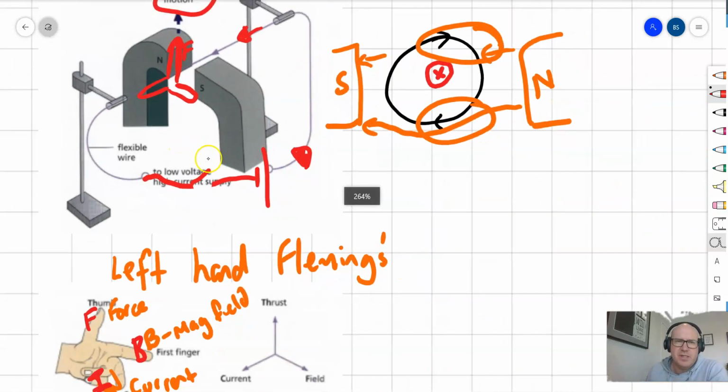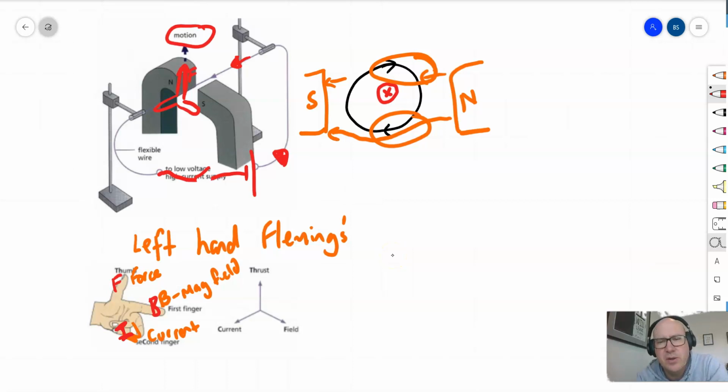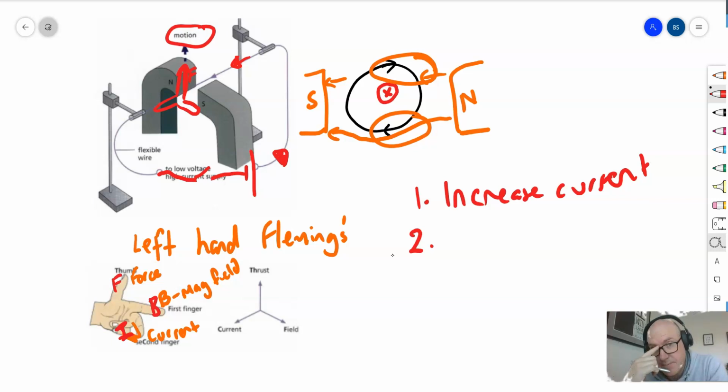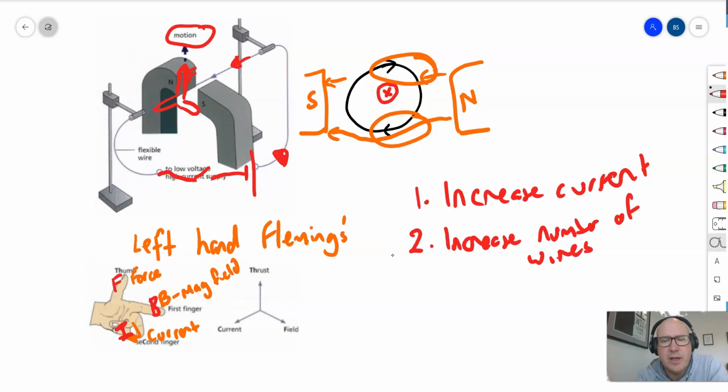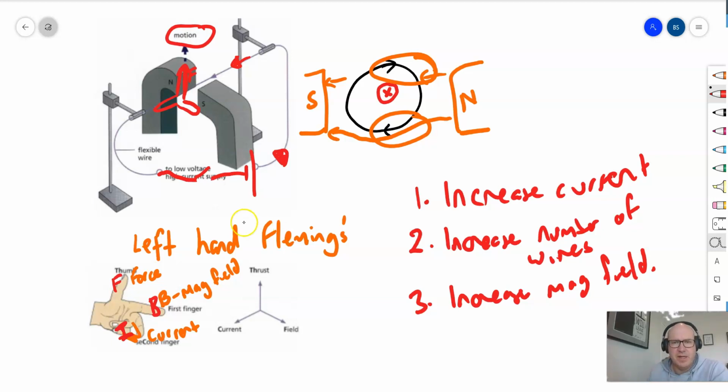Now the other thing you need to find out is, well, how can I increase that force? One, I could increase the current. That will increase the force. Two, I could increase the number of wires. And you'll see that when we do a motor, what I mean by that. And the third one is increase the magnetic field. Okay, and those are the ways to increase the strength of that effect.